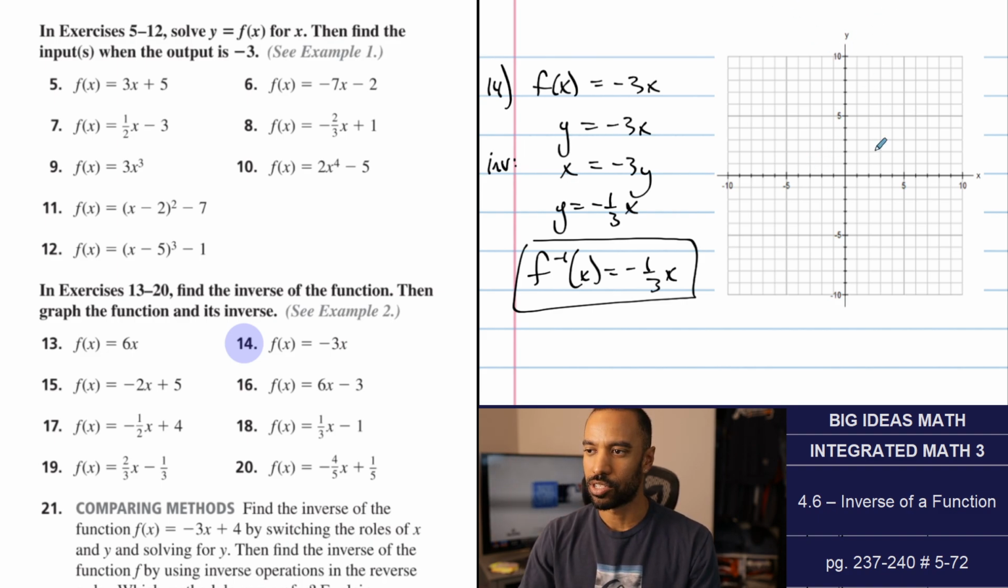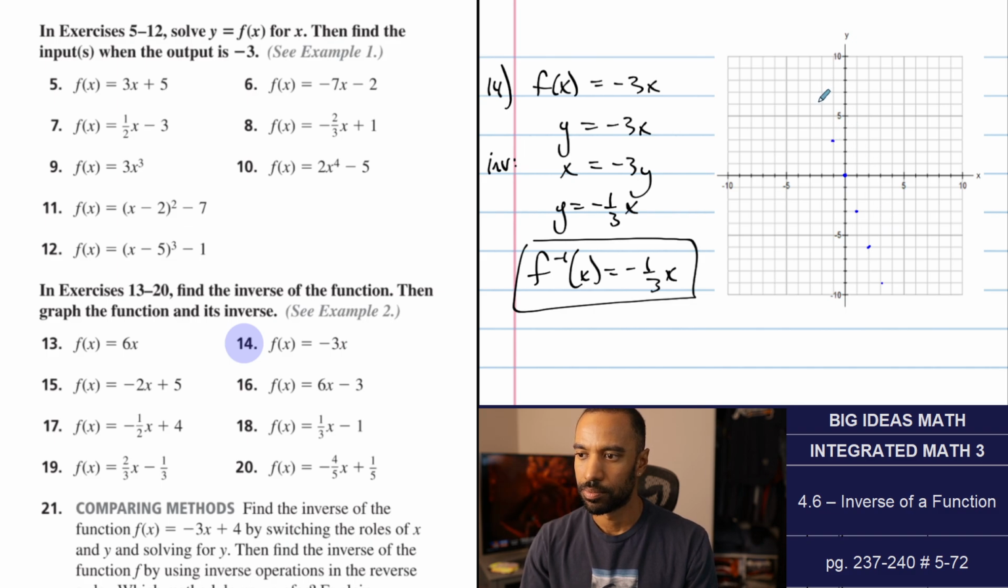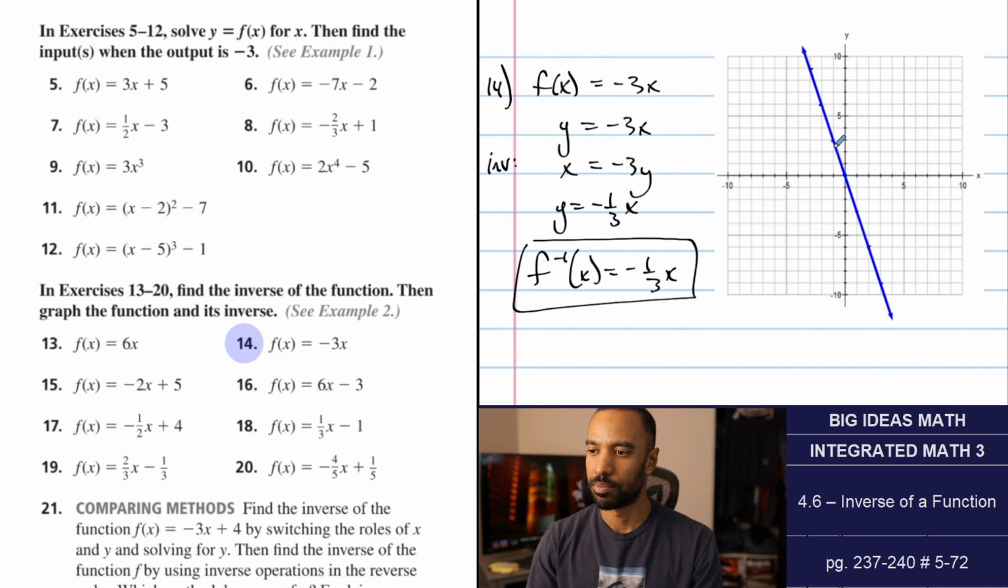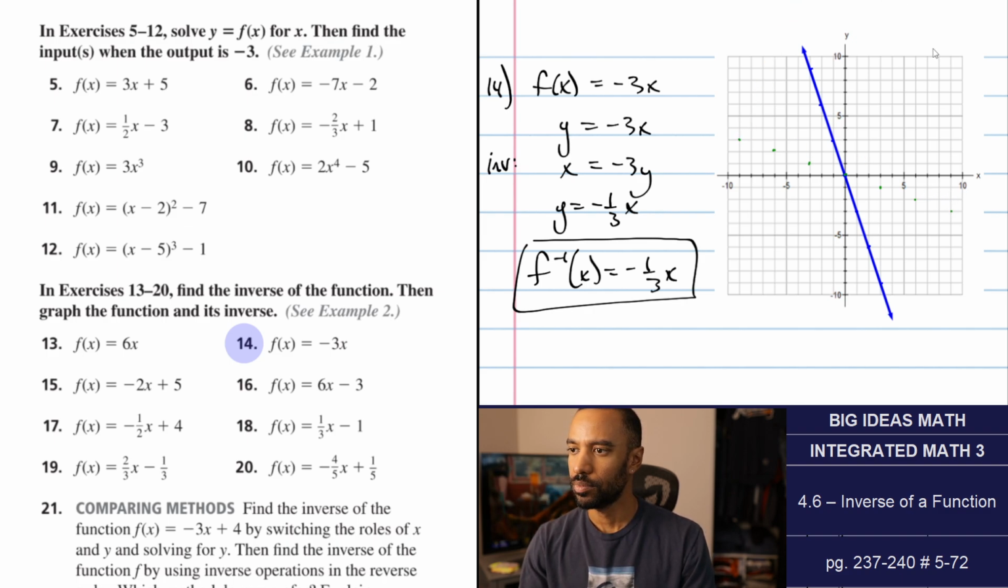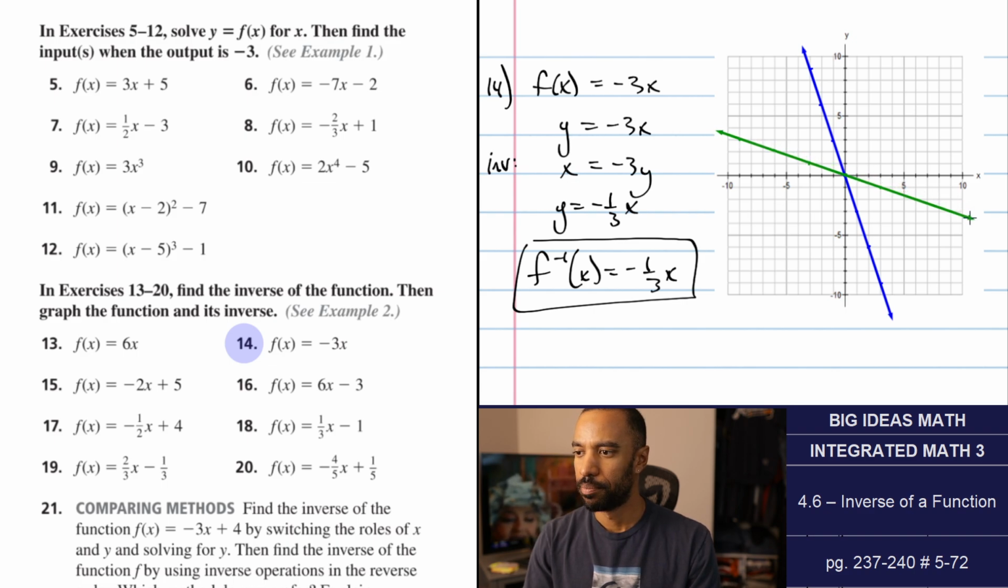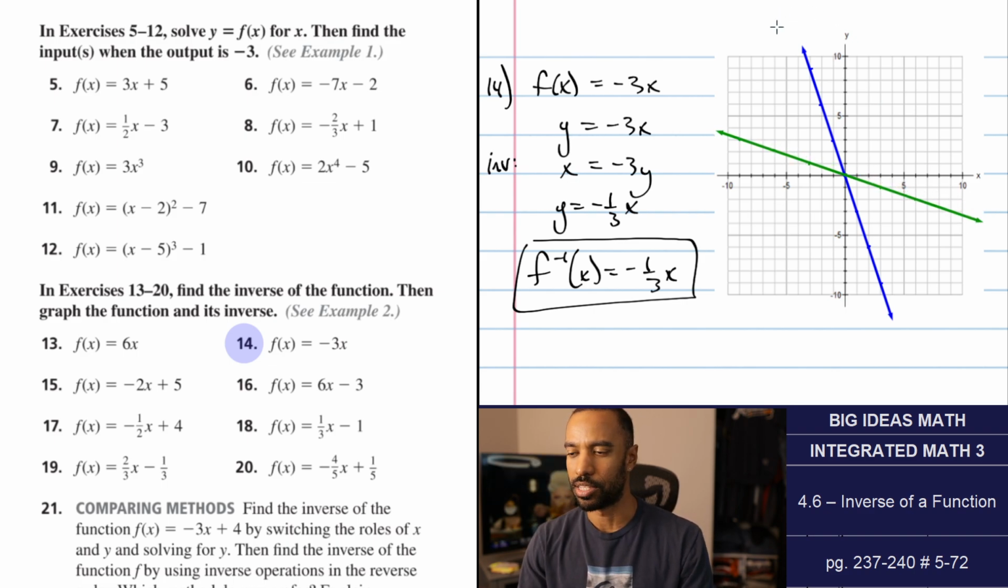So negative 3x, I should say, down 3, right 1, is the original function like this. And here's its corresponding line. And then we have negative 1/3 x, which is down 1, right 3, and up 1, left 3. They still reflect across the origin. No, everything erased. Hold on, because I counted wrong. All right, there we go. Up 1, left 3 here. And they both are on the origin itself.